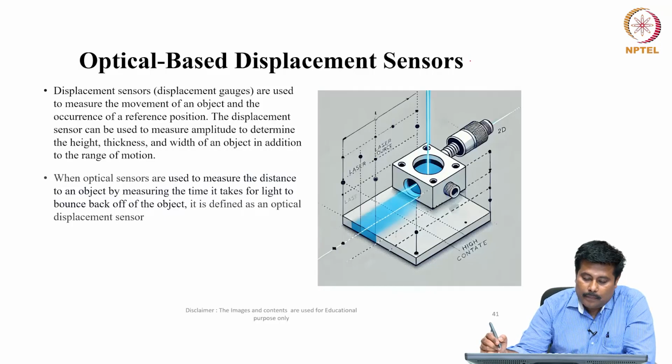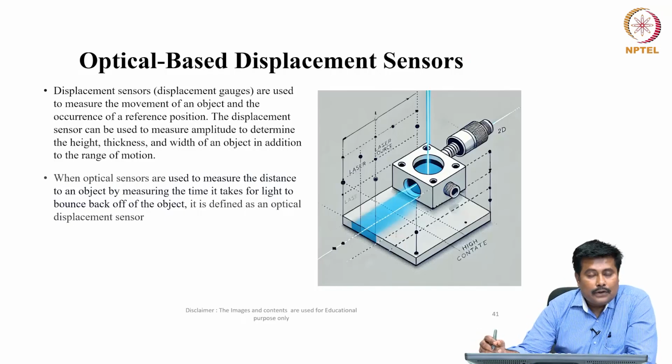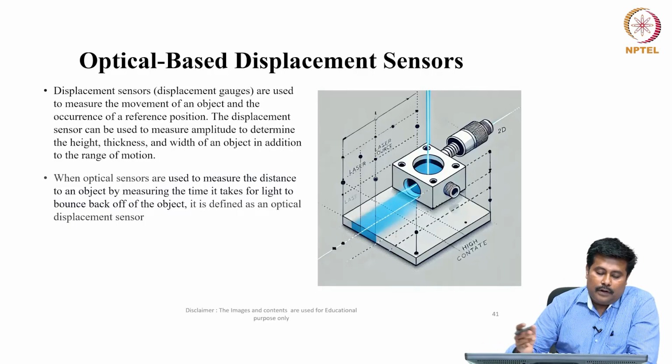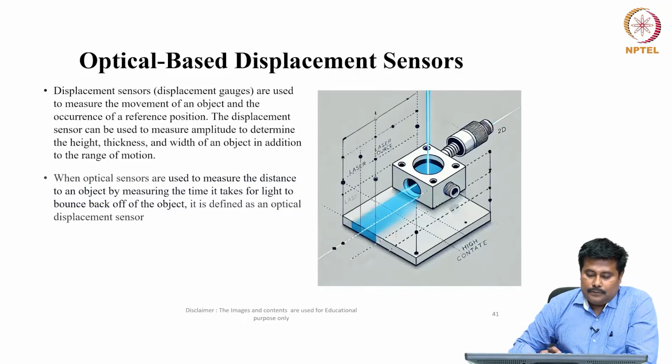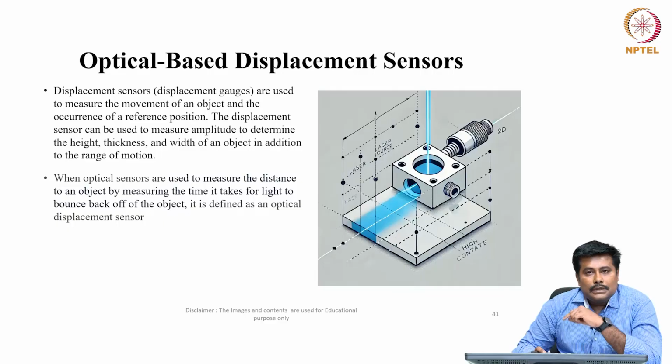So, as far as optical based displacement sensors are concerned, these displacement sensors are used to measure the movement of an object and the occurrence of a reference point. The displacement sensor can be used to measure the amplitude, to determine the height, thickness and width of the object in addition to the range of the motion. When optical sensors are used to measure the distance to an object by measuring the time it takes for light to bounce back off the object, it is defined as an optical displacement sensor.